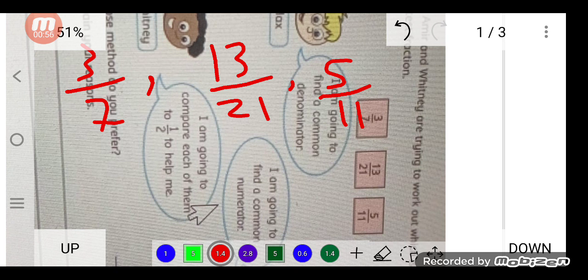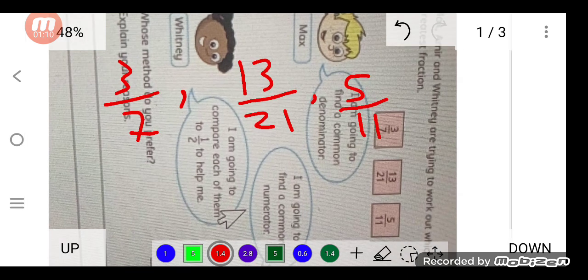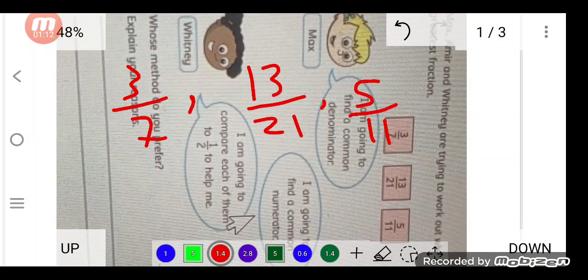Now one of them is suggesting that he will make same numerators. This is wrong. Another one is suggesting that he will make same denominator. This is correct, but this method is difficult. The third one is suggesting that he will compare them to half, and this is the correct option. Now clearly I'm looking for the greatest fraction.